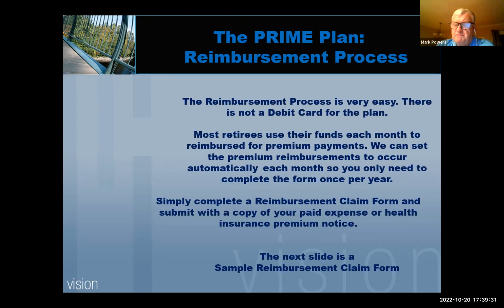The reimbursement process is very, very simple. There's not a debit card for the plan. What we find is that most retirees use their funds each month to be reimbursed for their premium payments. We can set up the reimbursement process to occur automatically each month, so you only have to complete the form once per year. And really what that means is if you're going on COBRA, or you're going on another insurance policy, we can set it up that every month we can automatically pull money from your HRA account with us and deposit it electronically into your checking account. So I only have to do the paperwork once a year. And that's simply done by completing a reimbursement claim form and submitting a copy of your paid expense or health insurance premium.